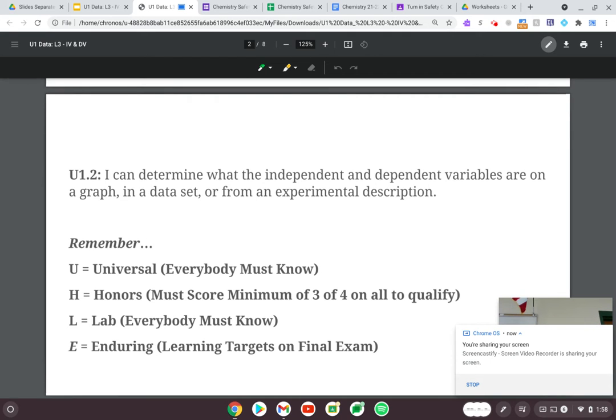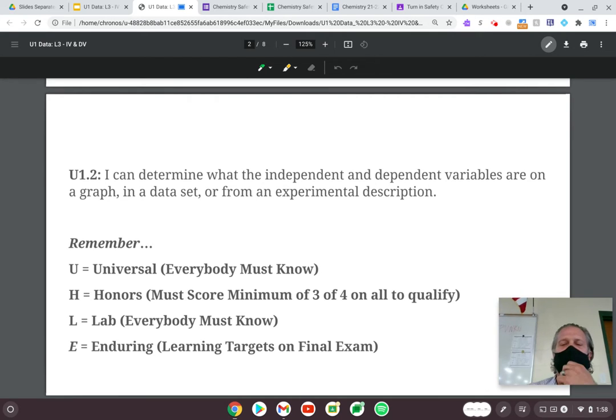Okay, so hopefully, in your academic career, you learned at one point or another about the independent and dependent variable. And today we are working through learning target U 1.2. Remember, U means it's universal, means that everybody should probably know this one. And this one happens to revolve around the independent and dependent variables and how to identify them.